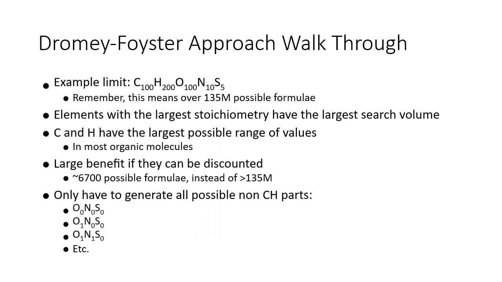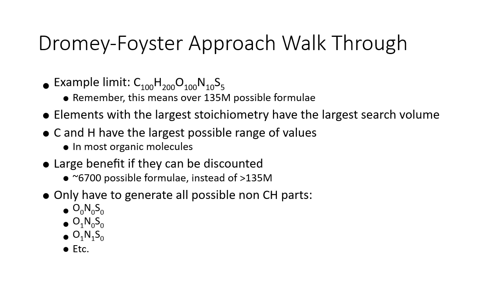The easiest way to understand how these two tricks can be used to massively reduce the number of calculations required to assign a formula to any given peak is to do a manual walkthrough of such a calculation. So let's start with the same situation we discussed earlier. We'll set ourselves a maximum stoichiometric limit of up to 100 carbons, 200 hydrogens, 100 oxygens, 10 nitrogens, and 5 sulfurs.